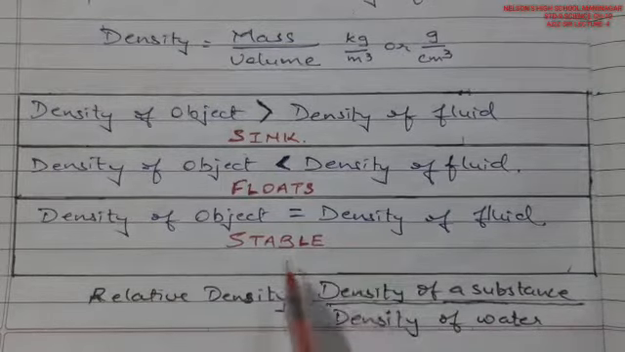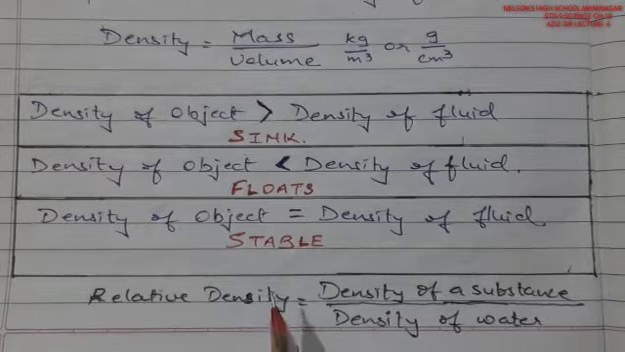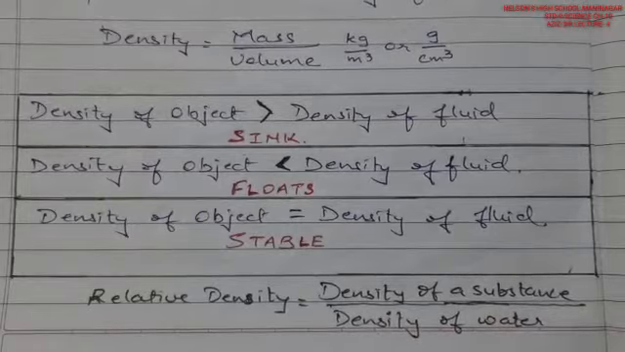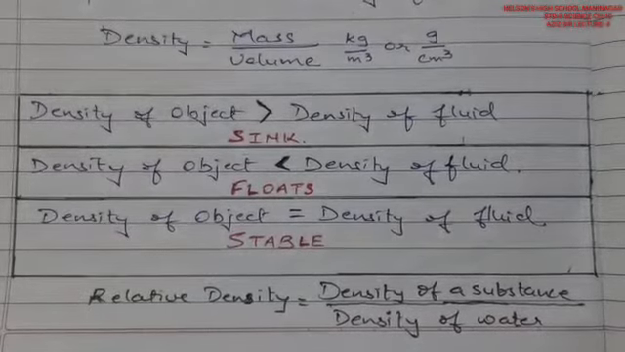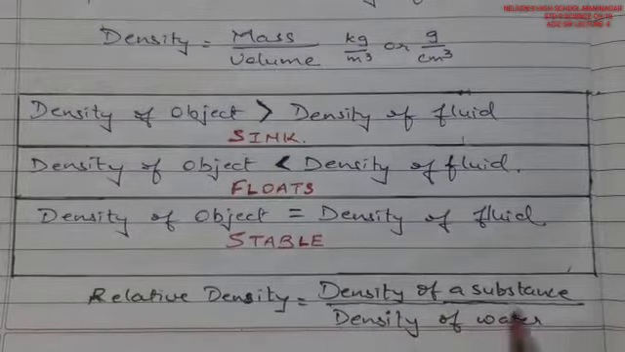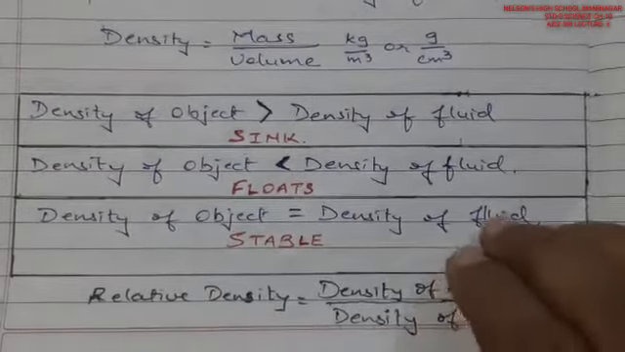If the densities are equal, that is of fluid and the object, then it is going to turn stable after a certain point, maybe sinks at a certain point, and after that may get stable. So what is the relative density? That is the density of the substance upon the density of the water, that is called relative density. Again, relative density means density of any substance upon density of the water. So this is how we measure the relative density of any substance.